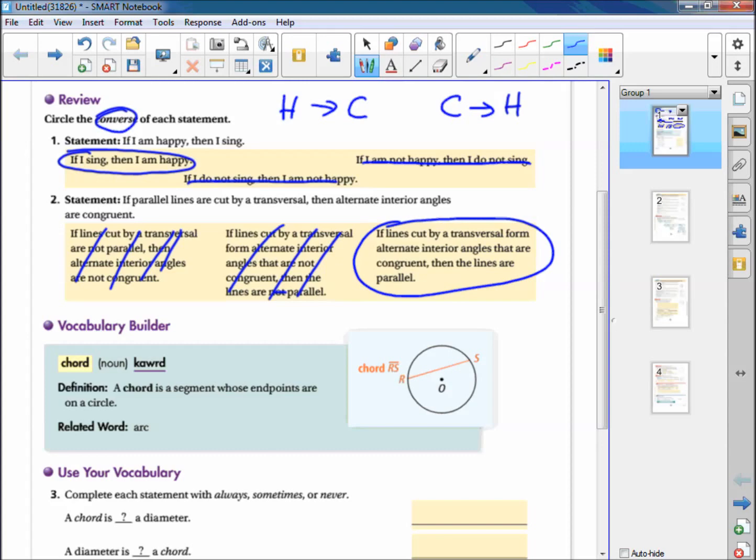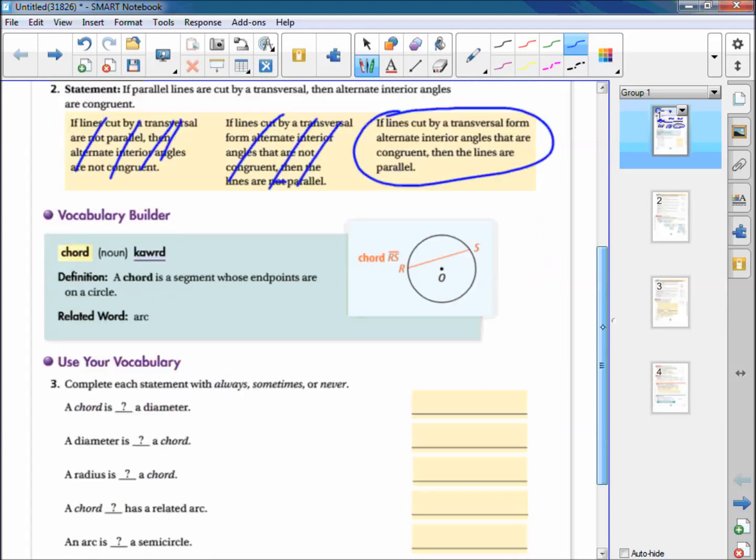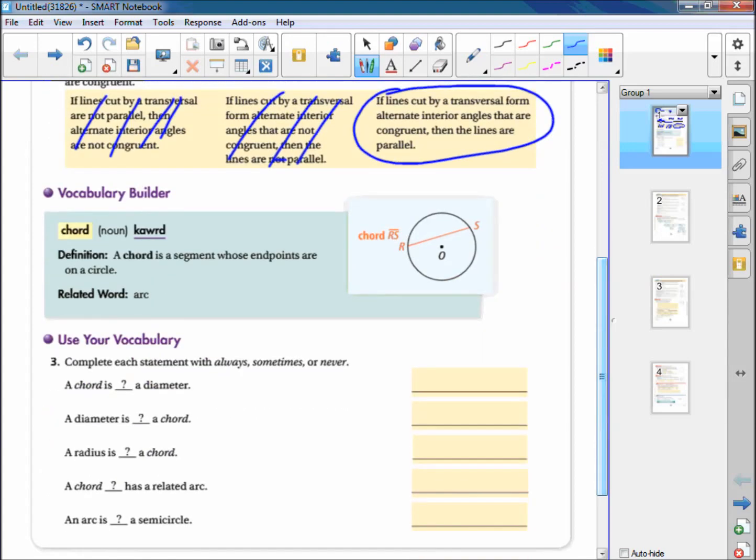Okay. All right, a vocabulary builder, chord. A chord is a segment whose endpoints are on a circle. So this is a chord, RS. Its endpoints are on the circle. Related words are the arc. Remember, our arc is going to be found by going this way around. Okay, so instead of going across the circle, around the circle from one point to another.